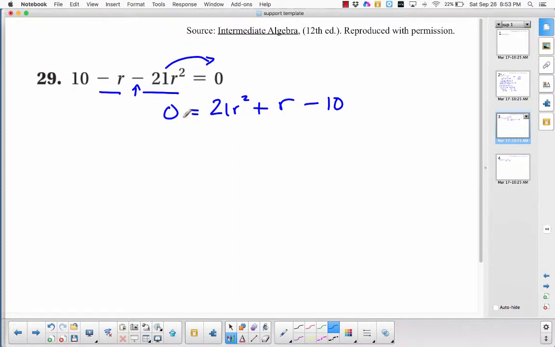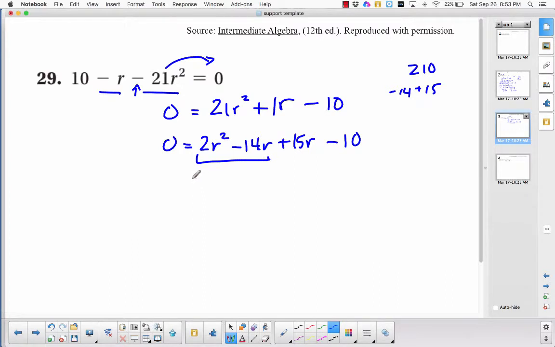Okay, so now AC method, 21 times 10, 210. So things that multiply to 210, again, this is a minus on this last term, so it has to have a difference of 1. I think 14 times 15 is 210, and they have a difference of 1. I need a positive r, so this one will be positive, this one negative. So I'm going to replace this r here with a negative 14r plus a 15r minus 10 equals 0. Okay, group factor those guys. I think I can take a 2r out.